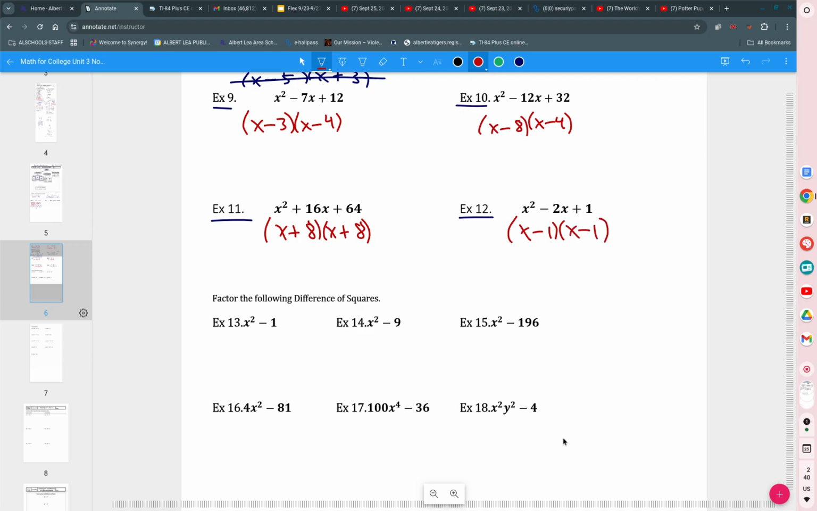Here's how those factor: x plus 8 times x plus 8. Does anybody know another way I could write this? X plus 8 squared. Yes, that quantity squared, and x minus 1, that quantity squared. Very good.